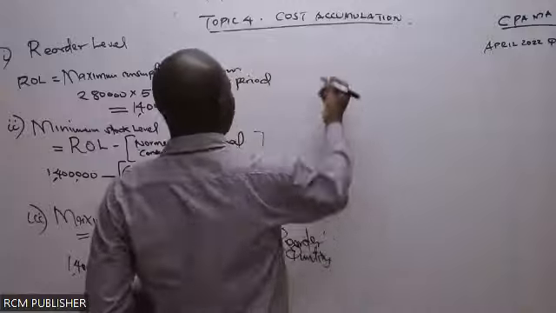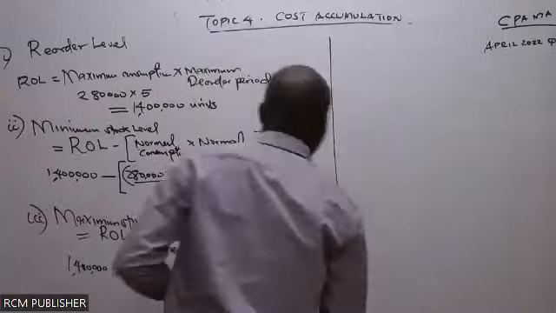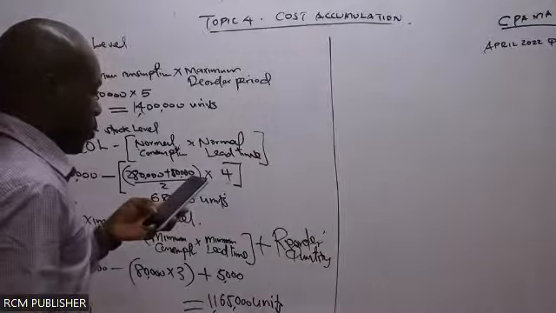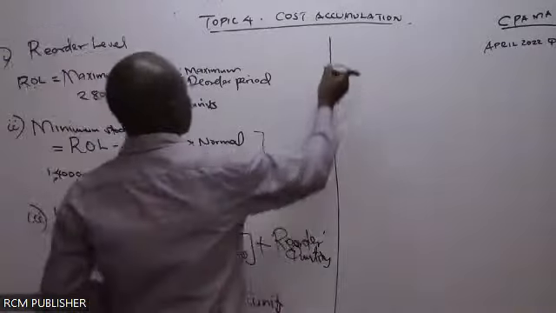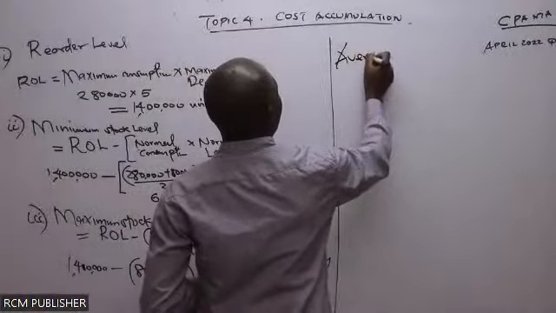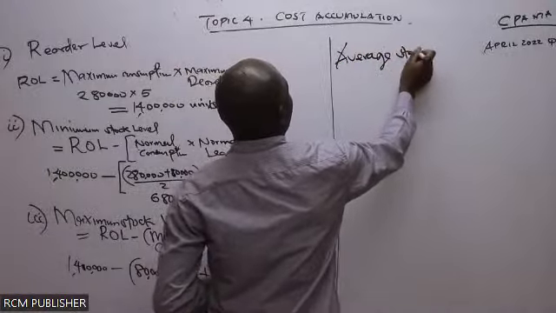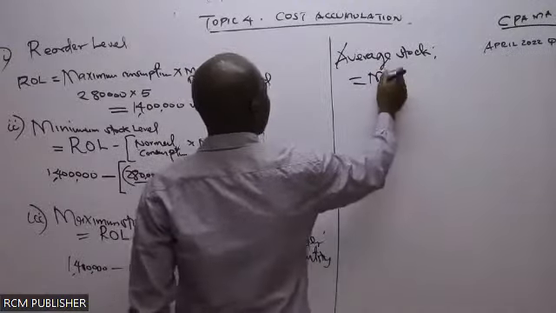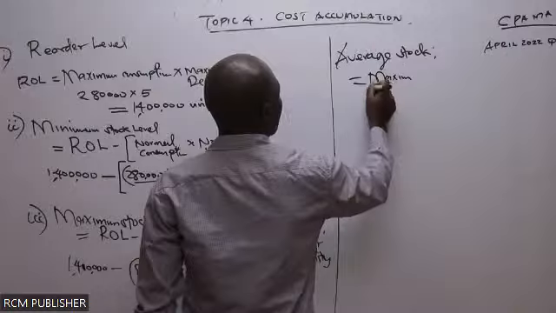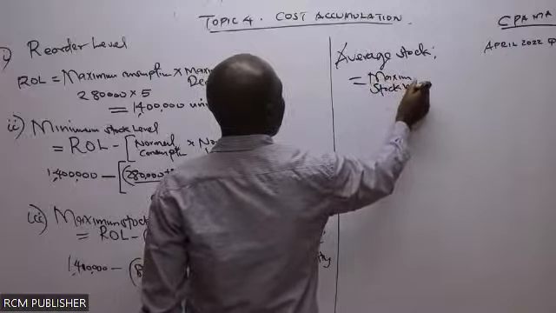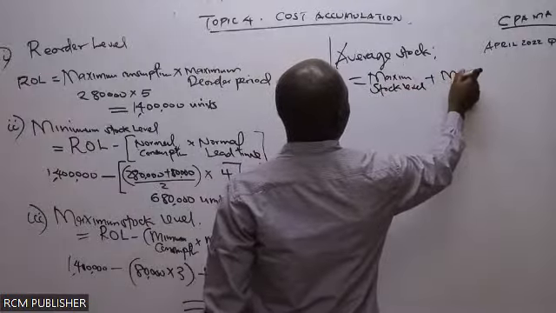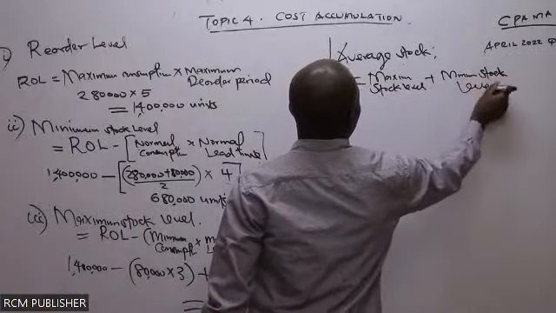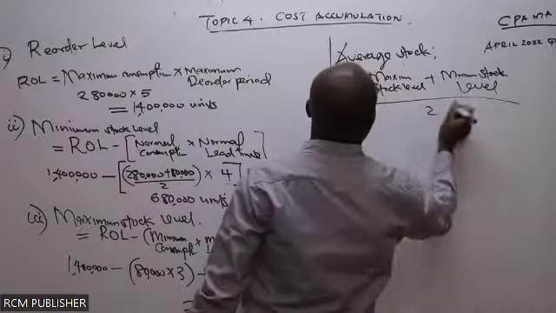They want us to go ahead and get this item here. We are required to get average stock. Average stock is basically equivalent to maximum stock level plus minimum stock level. Whatever you get there, you divide by 2.